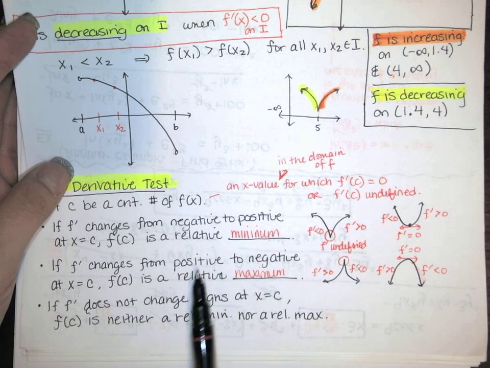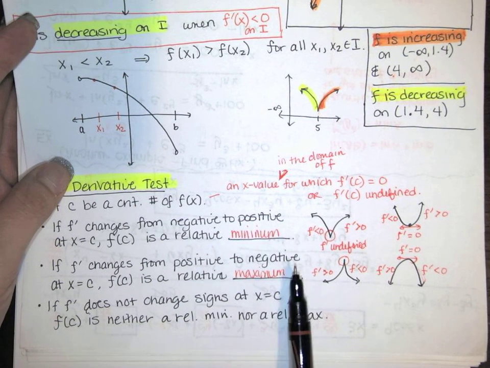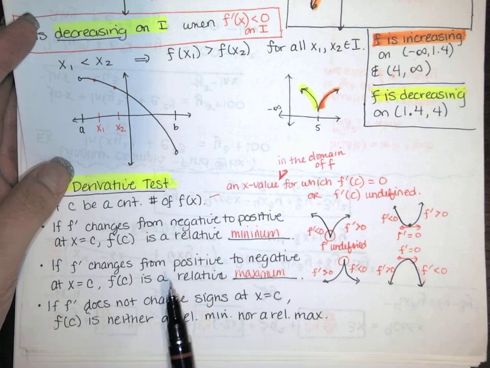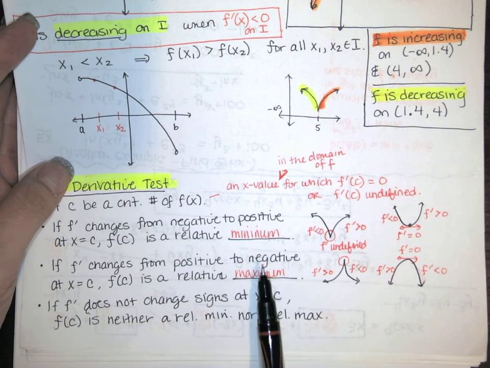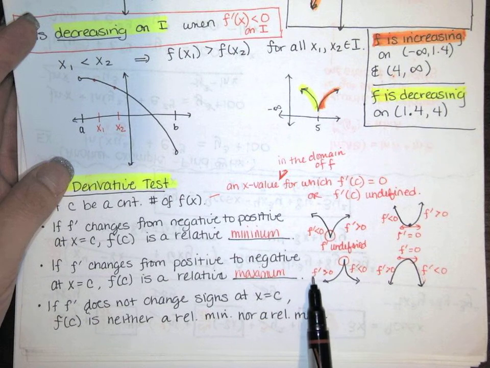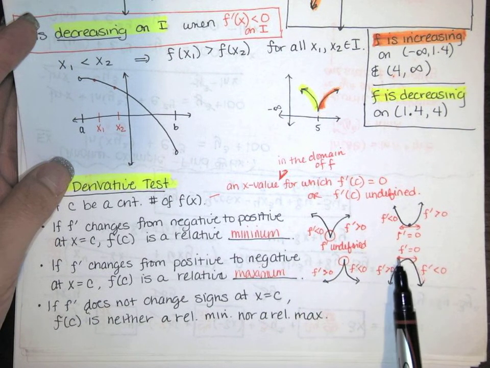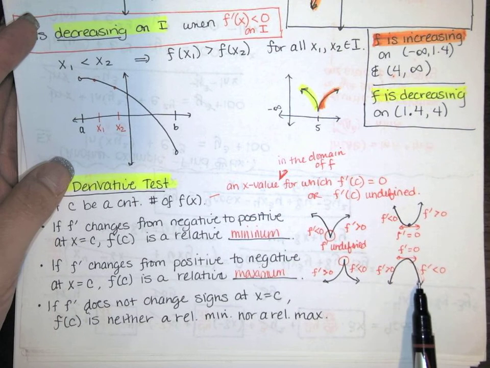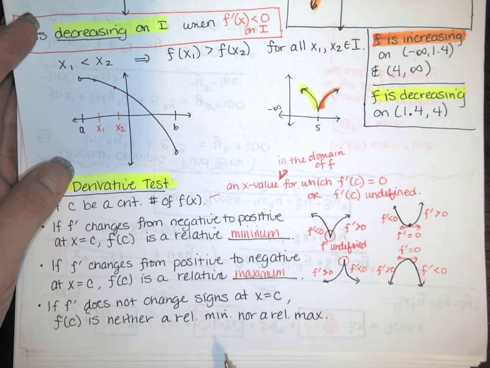And if f prime goes from positive to negative, well that means the function's going from increasing to decreasing. If it's going from increasing to decreasing and the function's derivative is undefined there, we've got a critical point due to f prime being undefined. Well, if it goes from increasing to decreasing and it's undefined, we've got a max. Or if it goes from increasing to 0 to decreasing, we've got a max.